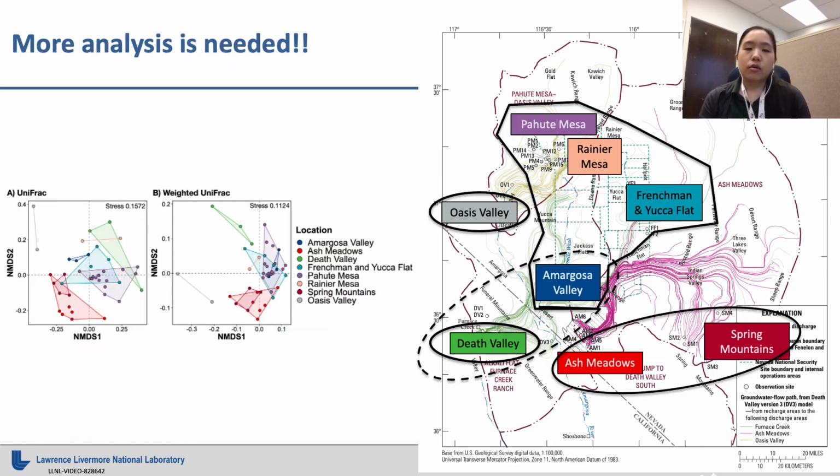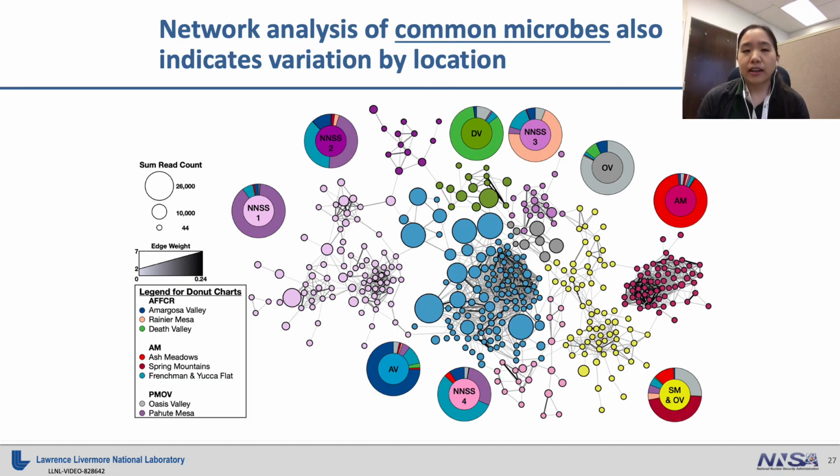And so overall, we can see that from NMDS, we have 4 overall groupings of the microbial communities. So next I did network analysis of the common microbes, which suggests also that the microbial communities vary by location. Here the common microbes are defined as those with low coefficient of variation across samples and were observed at least 2 times in more than 2 samples.